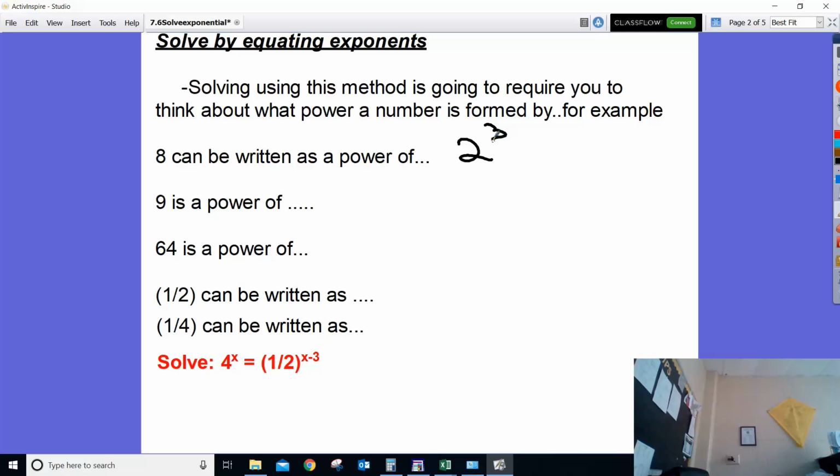3 squared, right? And by the way, you can also be thinking about them as themselves to the first one. Don't forget about that understood exponent. Don't ever forget about that understood exponent.